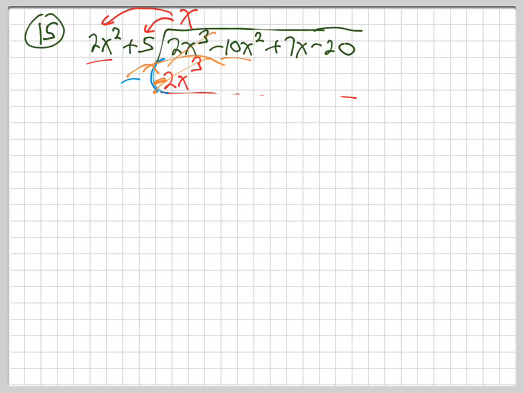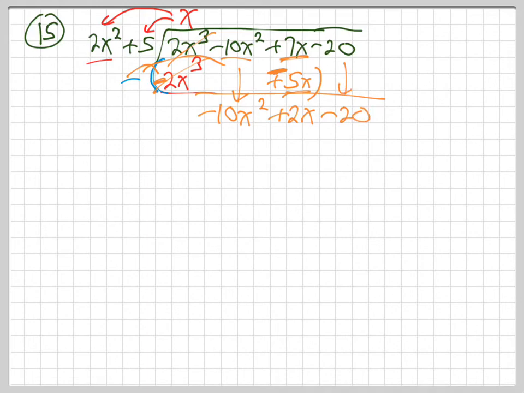You should line up the same powers with the same powers. So this was a plus 5x at first, but then that minus sign changed it to be a minus 5x. So I'll just bring down the minus 10x squared. And now plus 7x minus 5x is 2x. Bring down the minus 20. All right, there's the first step.